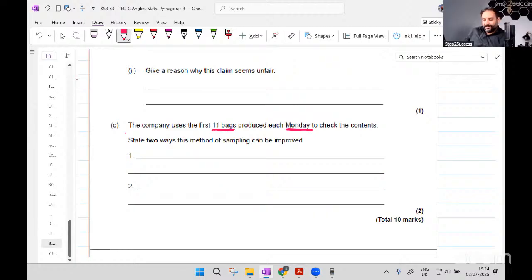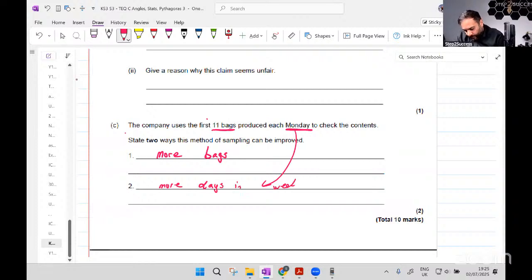But isn't that not great? Because firstly, only 11. What you should do is do it with a bigger sample. So you want to use more bags. And also, why just on a Monday? Why not spread it out throughout the week a little bit? And why just the first 11 bags? Why not do every other bag, do you see what I mean? Like do quite a lot, spread it out a little bit more. So why not do it more days in the week?